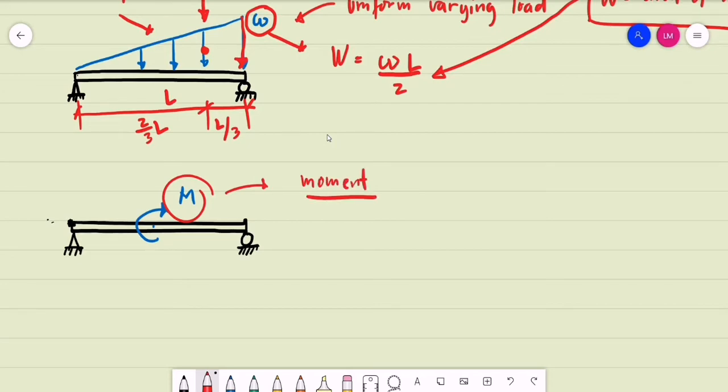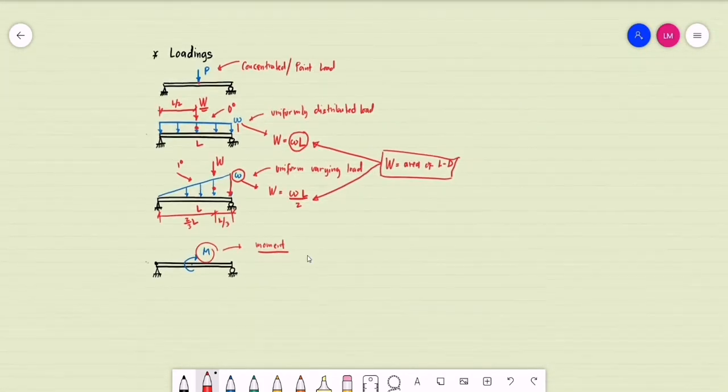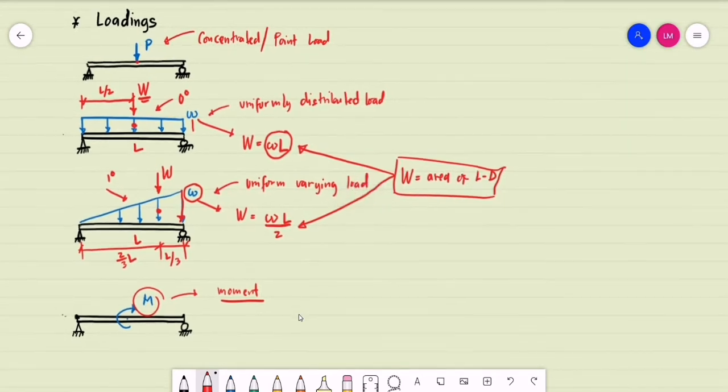Alright, so let's now discuss some of the basics of shear and moment in beams.